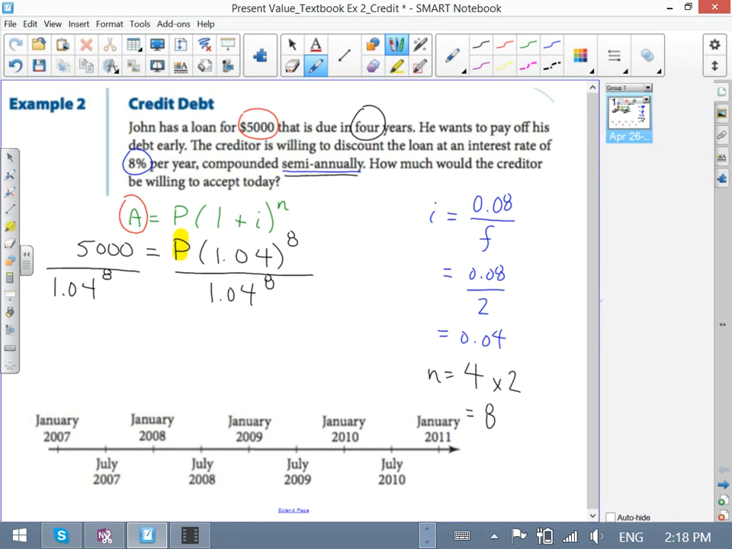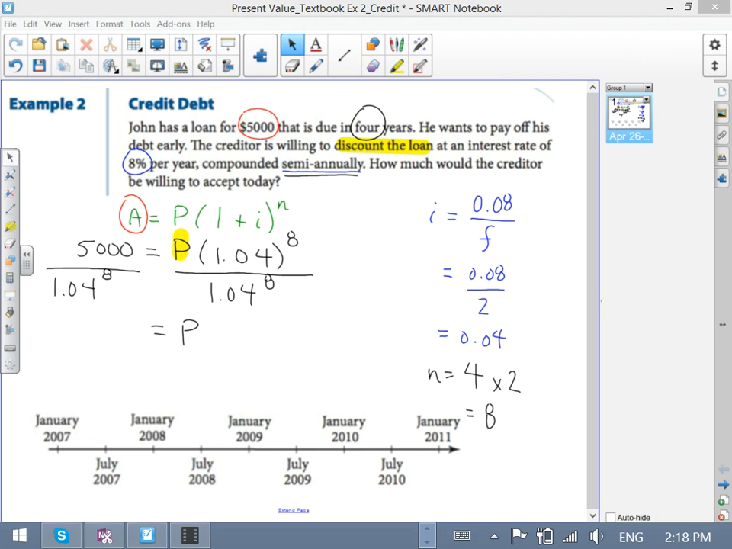And what that'll do is it will give us the value of the present value or the principal, or in this case, what is called the discounted value. So we are going to discount the loan, and you can highlight that here. We're going to discount that loan, and that's what the P value is going to be.